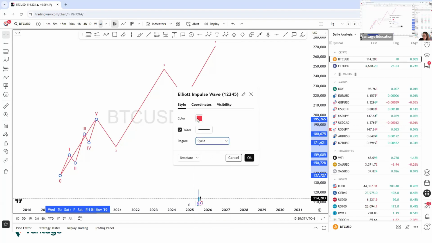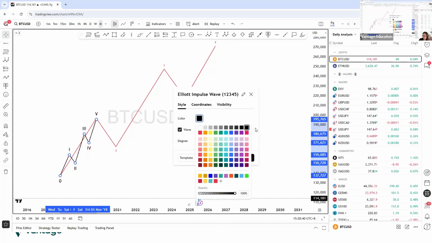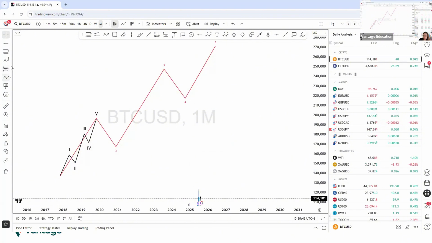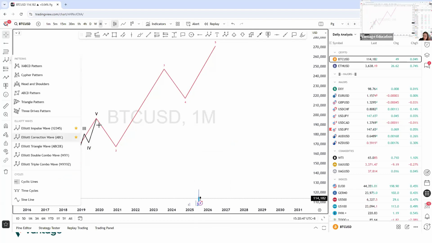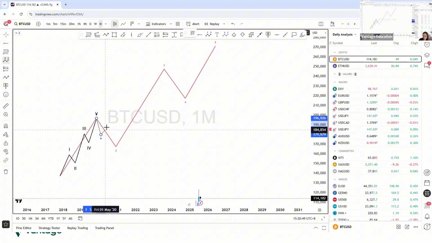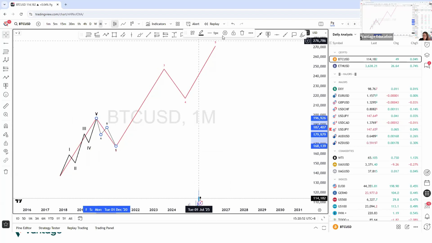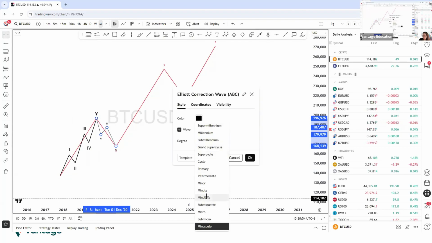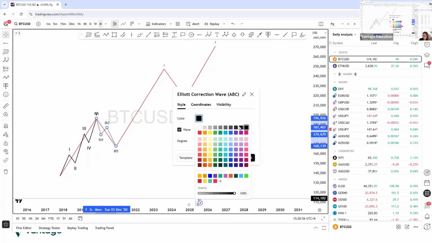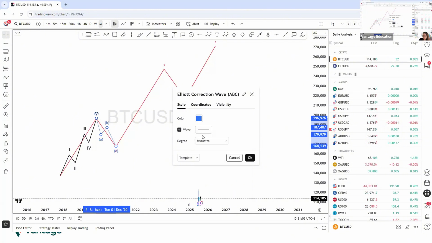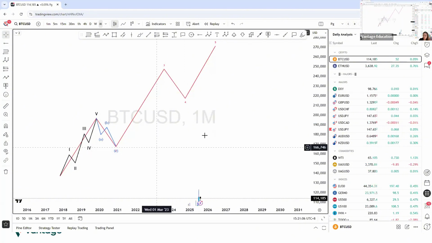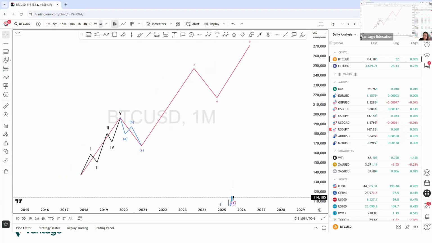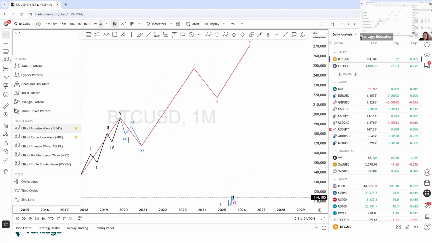Change the color. Okay, and then we're going to have another A, B, C. I change the color to blue, right here, and then this one continues. We just continue the same as here.